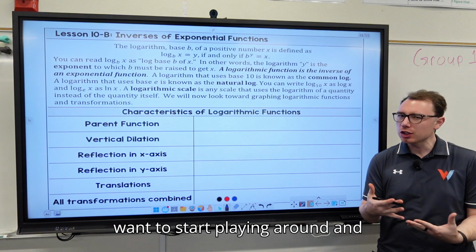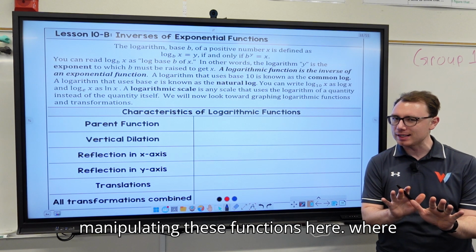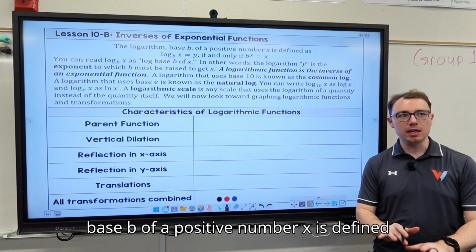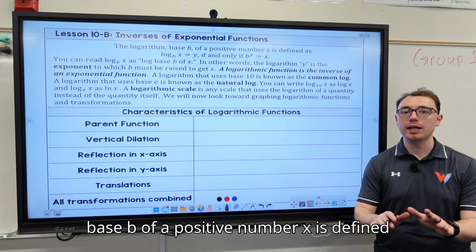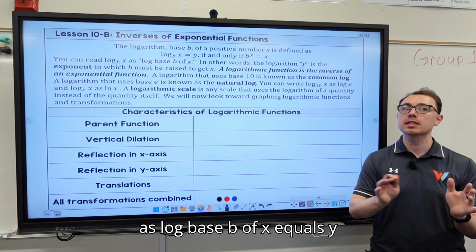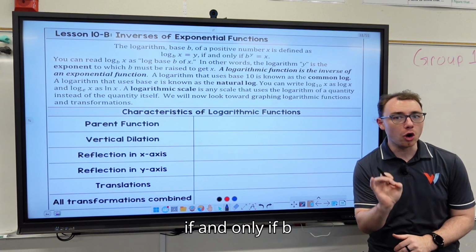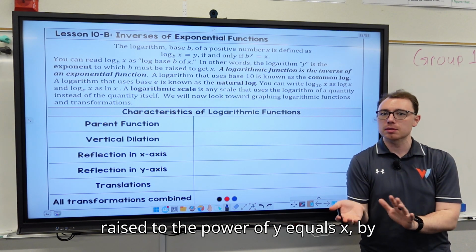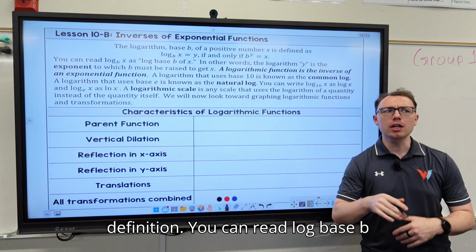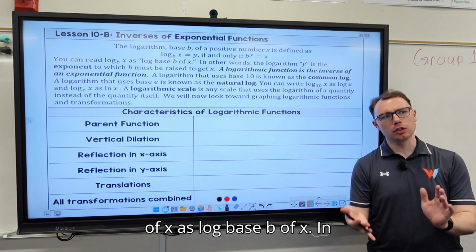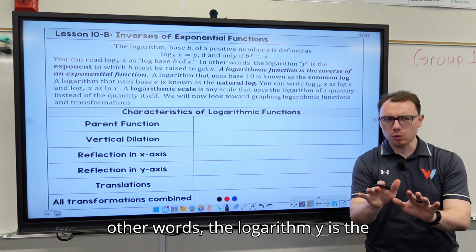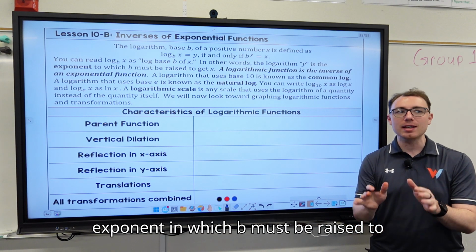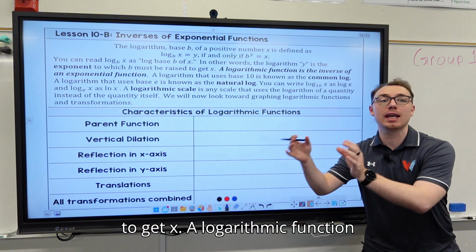We're still looking at the inverses of exponential functions, but we want to start playing around and manipulating these functions. The logarithm base b of a positive number x is defined as log base b of x equals y if and only if b raised to the power of y equals x, by definition. You can read this as log base b of x. In other words, the logarithm y is the exponent to which b must be raised to get x.